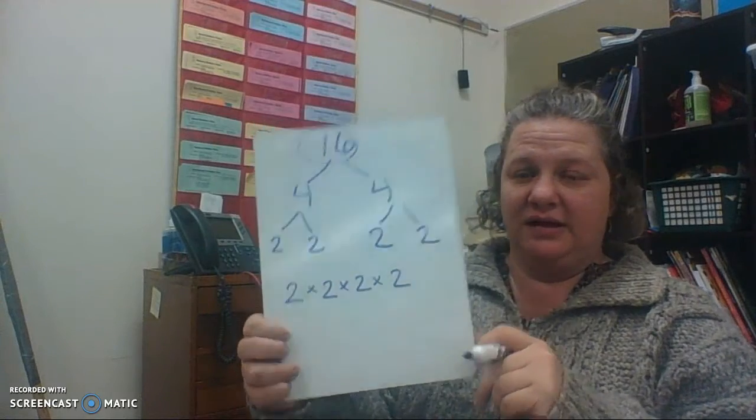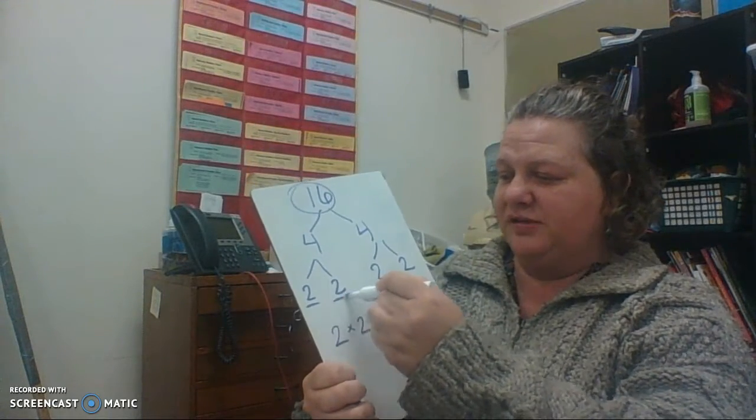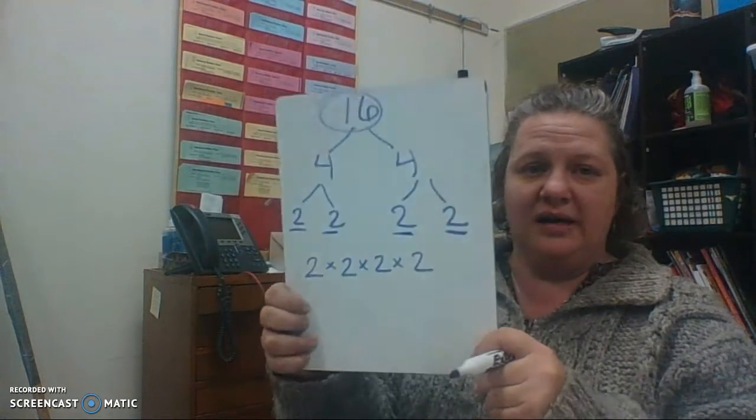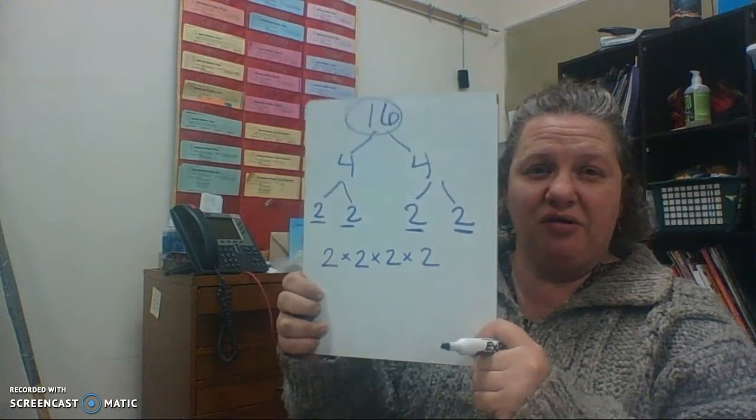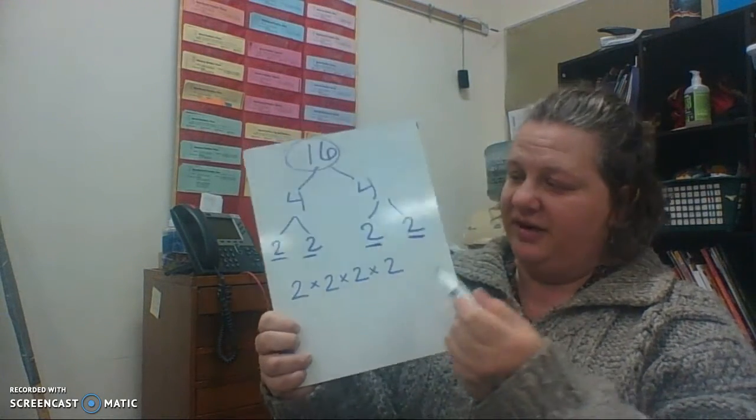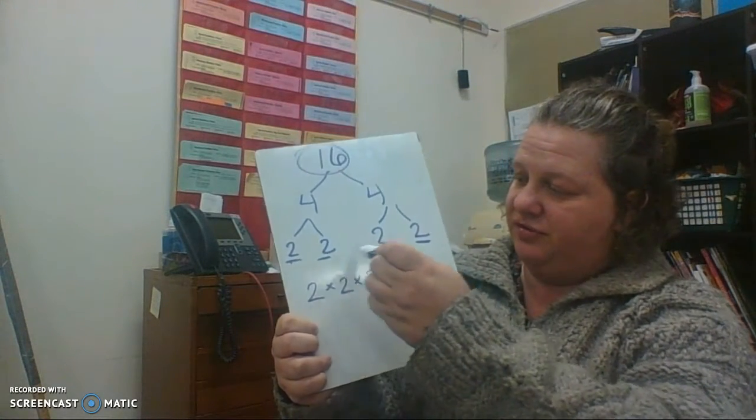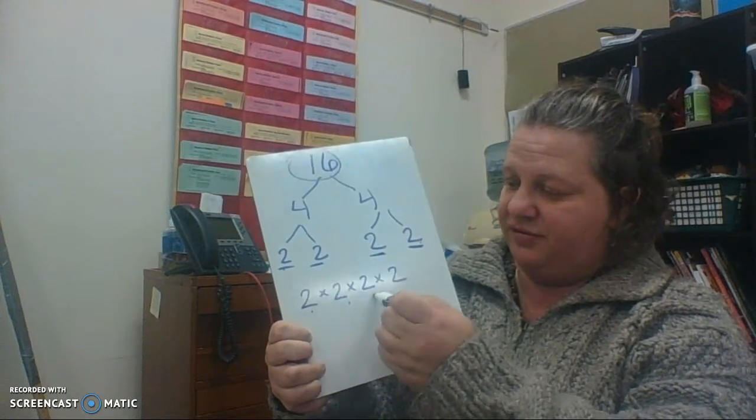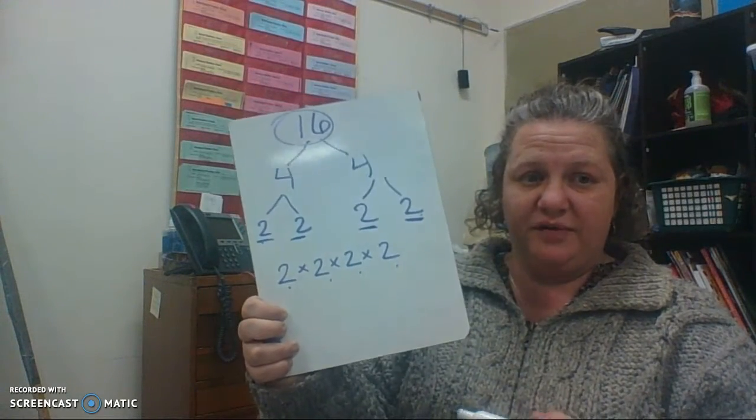Okay, and it does help, especially with longer ones, to underline when you hit that prime number and you don't have to go any further. Hit that, and then you can make sure, oh, I have 1, 2, 3, 4 lines. I have 1, 2, 3, 4 numbers in my answer. Okay, it's another good little hint. Let's try the number, how about 40?